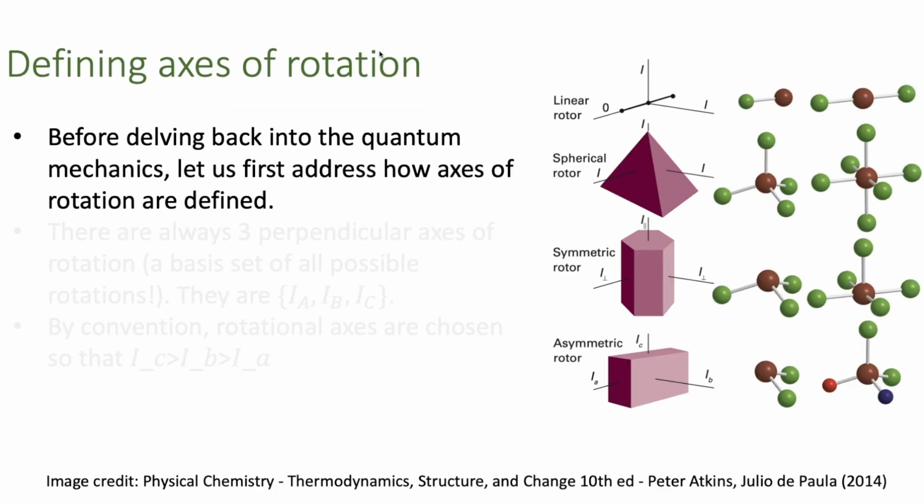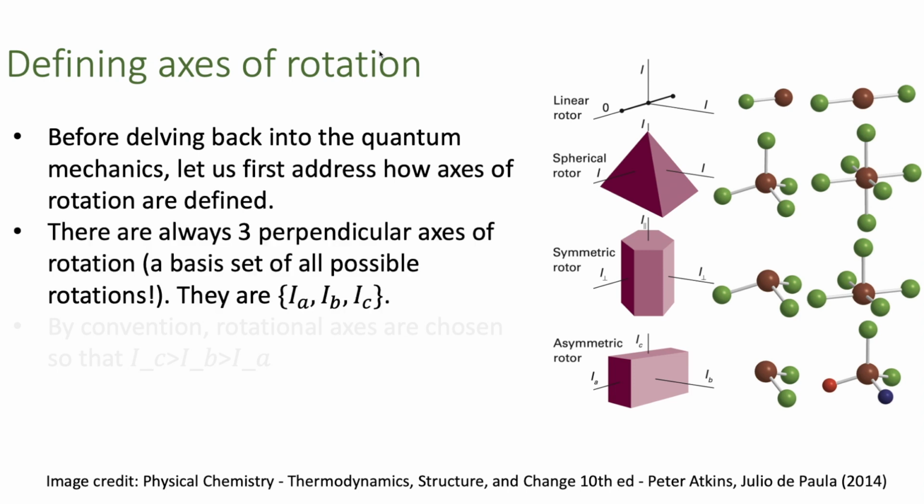First, let's just define geometrically, classically, what are we talking about here, right? So let's take a little break from quantum mechanics, and let's talk about how we are defining these axes. Well, there are always 3 perpendicular axes of rotation, and you can consider this a basis set of all possible rotations. So any way that you can imagine any of these structures on the screen tumbling through space, it's going to be some linear combination of the 3 possible rotations that it can do.